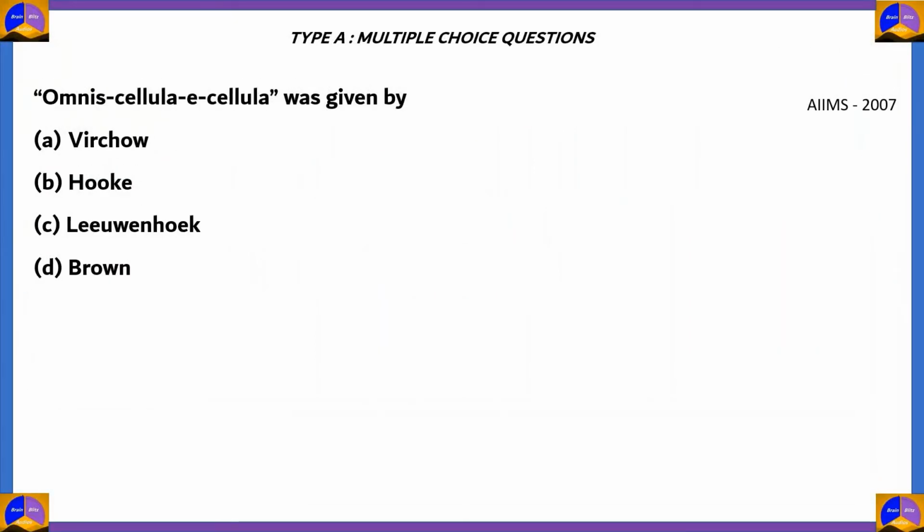Next question. Omnis cellula e cellula was given by A. Virchow, B. Hooke, C. Leeuwenhoek, and D. Brown. Let's look at the contribution of each of the scientists. Robert Brown is credited with discovering the nucleus. So option D is incorrect. Anton van Leeuwenhoek was the first person to view a living cell.